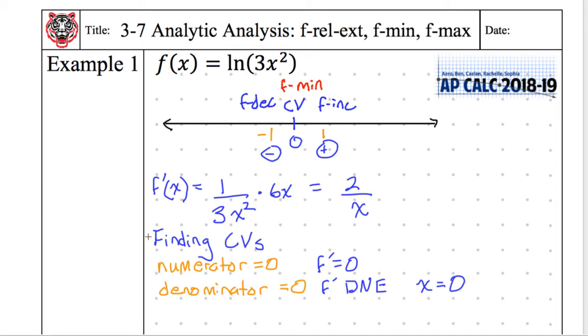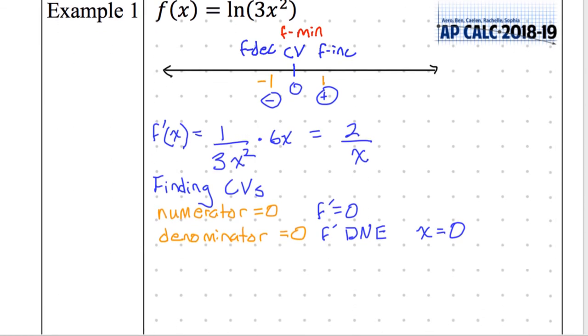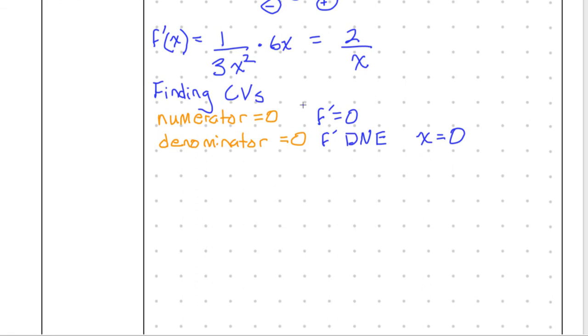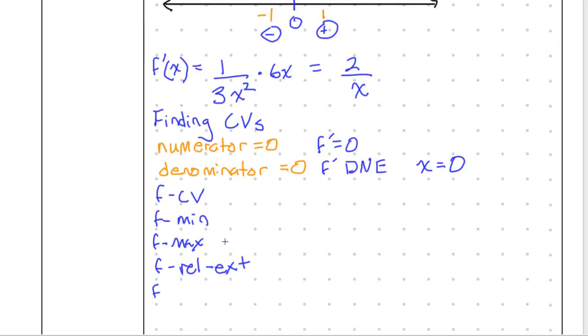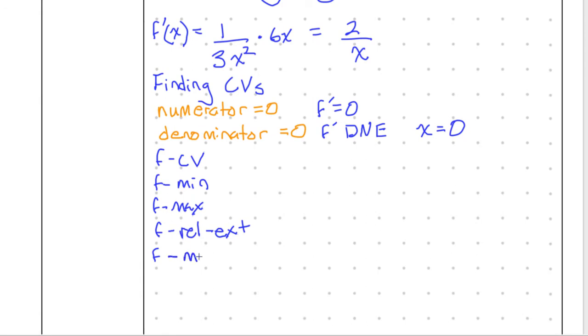All right. Is there anything else that we need to say about this one? Yeah, that's all we can find because we don't have any f min, f max. So let's go ahead and write them all down because then we're going to the backside. So f CV, f minimum, f maximum, and f relative extrema, and oops, we need to do all the ones that are up here.